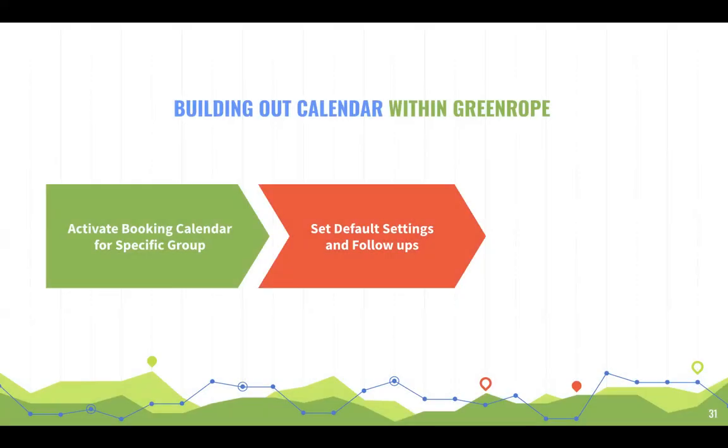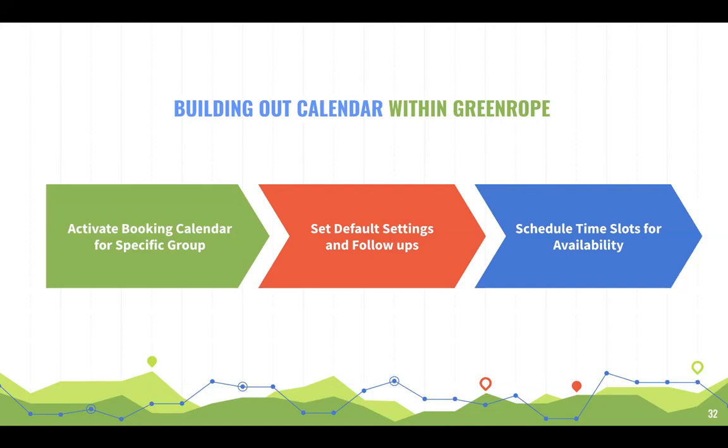We'll walk through setting up the default settings and all the different options you have to increase those follow-ups and that automation and just really streamline the different event types that you are looking to create. And then we'll walk through actually scheduling those time slots and setting up the availability within your system. So let's get into GreenRope and I'll show you how we're going to build that out.